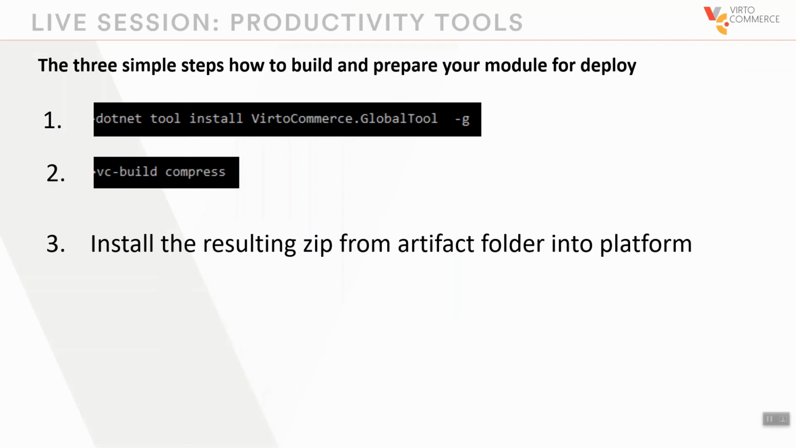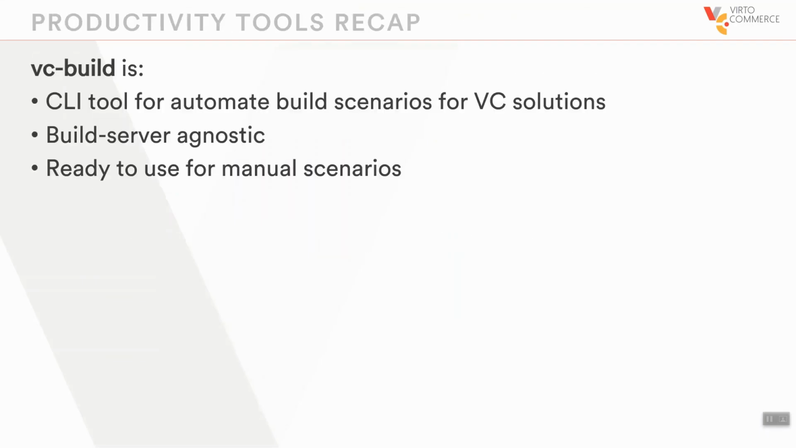And the last step, we can install this resulting zip from the artifacts folder in the running platform instance. As you can see, the platform has recognized the module after upload, and we need to click the install button to complete the installation process. As you can see, the build and pack process is pretty straightforward using the VCBuild tool.